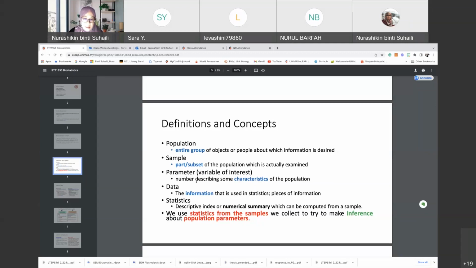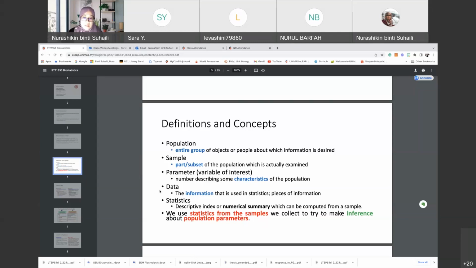Parameter is something that describes the characteristic of the population. Let's say you are talking about the Malaysian population, and you want to investigate the trend of reading among Malaysians. So the trend of reading is the parameter, because that is the thing that you want to look for, you want to know more. So normally parameter is the variable of interest. It could vary from one research to another, from one study to another. But the general name for it is parameter.